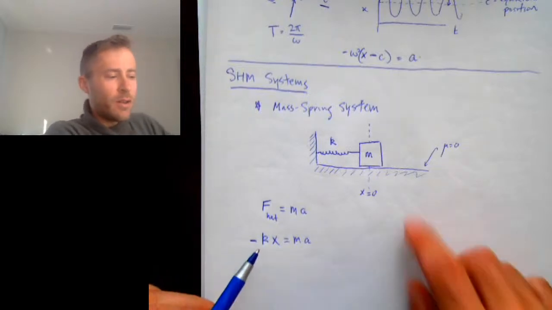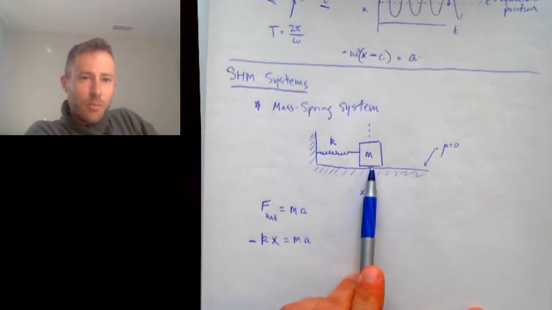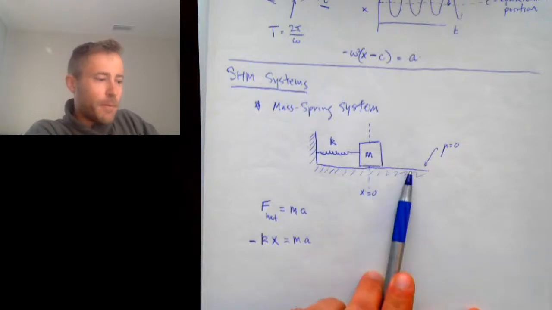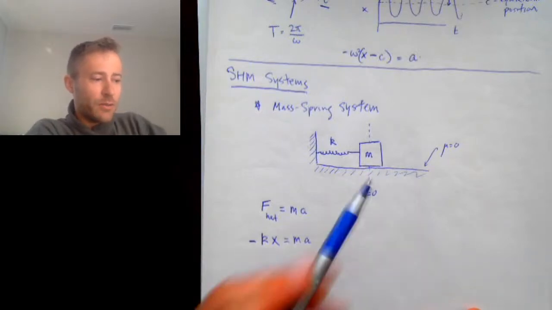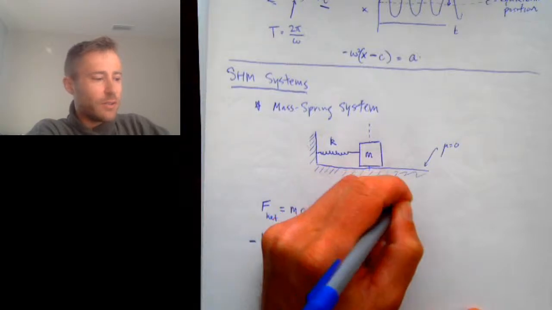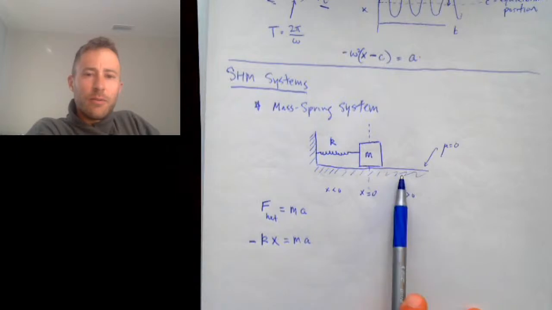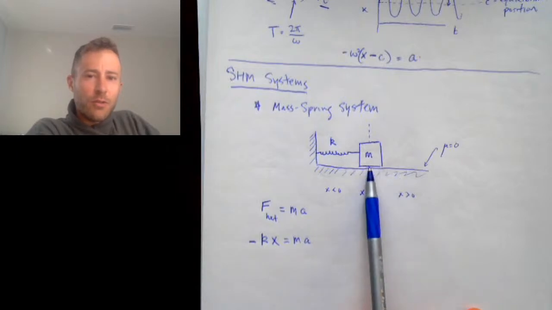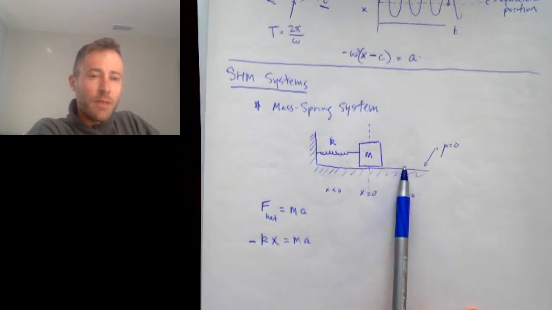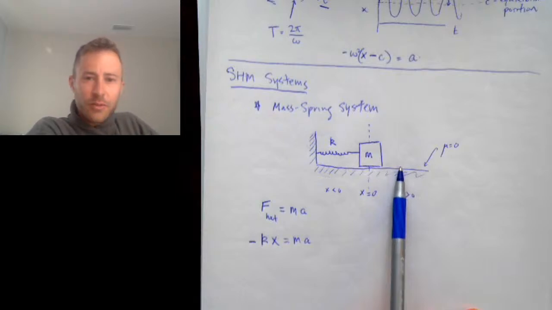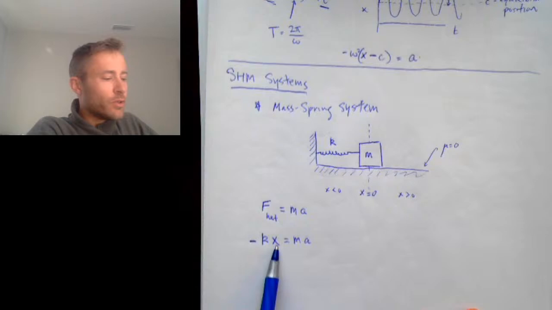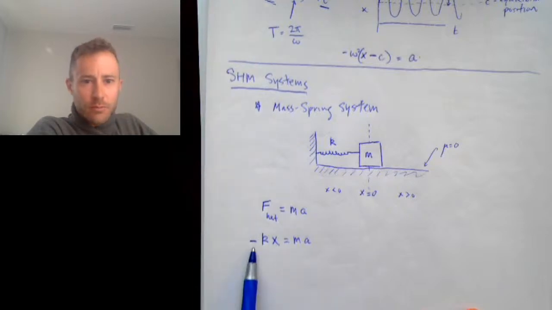Well, we saw that if I stretch this mass to the right so that x is positive, so this is positive x and this is negative x, we can see that if we pull the mass to the right so that x is positive, the spring is going to be stretched so that the force is negative. So a positive x results in a negative force. Okay?